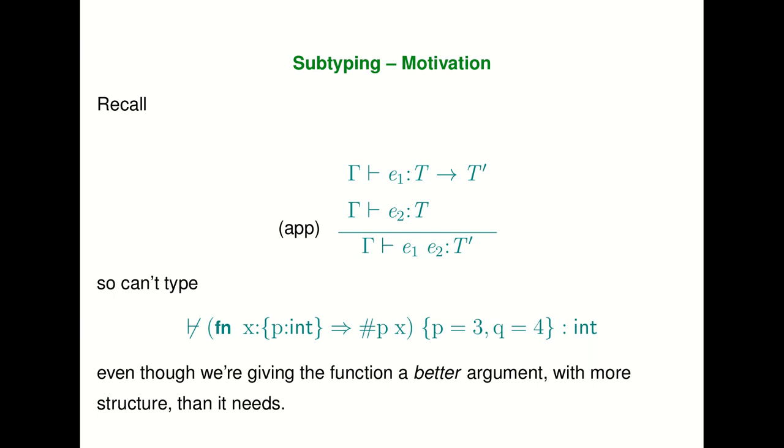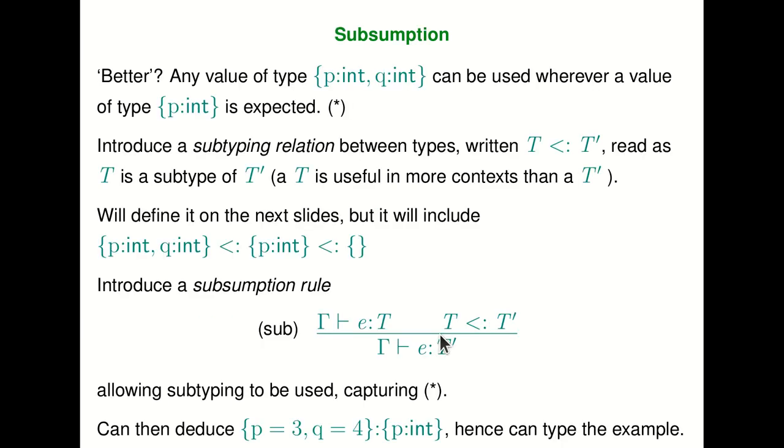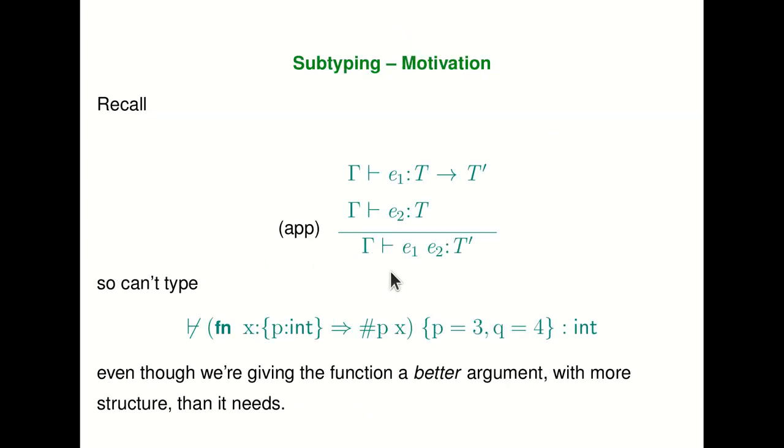Okay. So the idea with subtyping is to say, well, this record type PQ is a better type than the type PInt, because any time we want a record with PInt in it, it's always safe to give it a record PInt QInt, because you can always ignore the Q field. And so this idea of betterness induces a relation between types, which we call the subtyping relation. And we write T is a subtype of T prime. And the idea is that T can be used anywhere T prime can be. So PQ can be used anywhere P is expected, because PQ has more information inside of it. And so we'll include PQ is a subtype of PInt, and PInt is a subtype of the empty record.